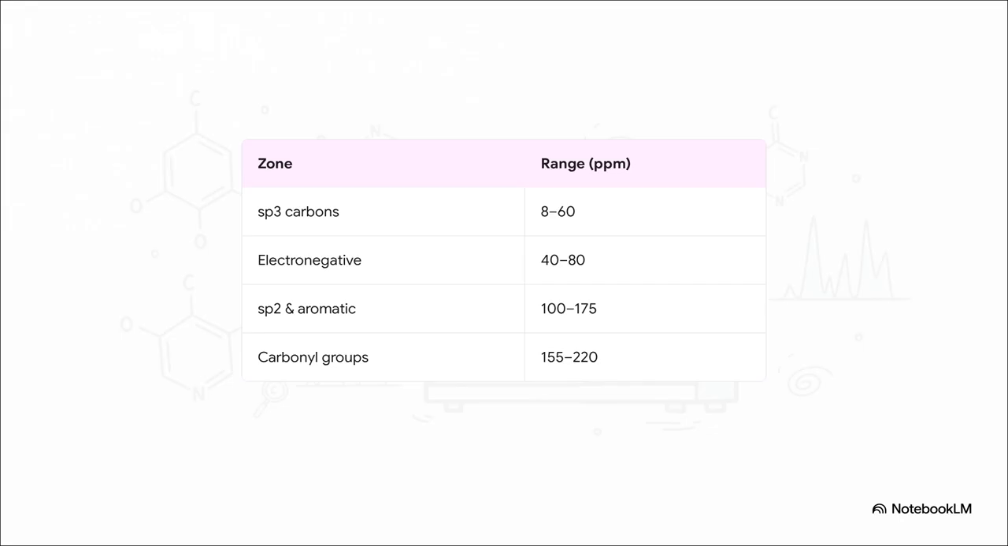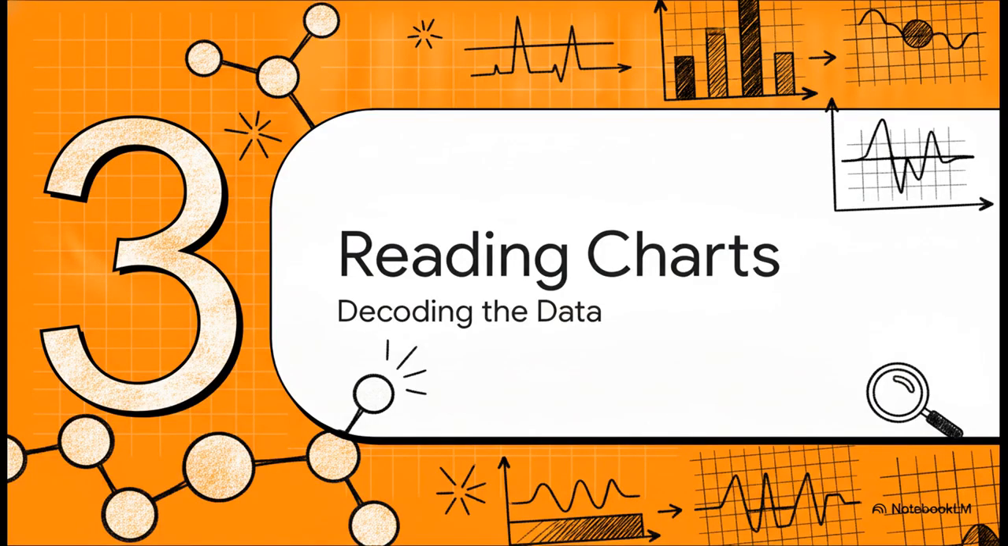They're shifted out the absolute furthest because they're both sp2 hybridized and directly attached to an electronegative oxygen. Okay, on to Section 3, reading correlation charts.